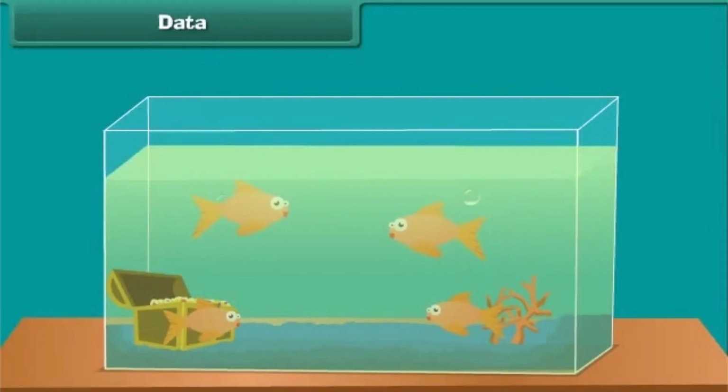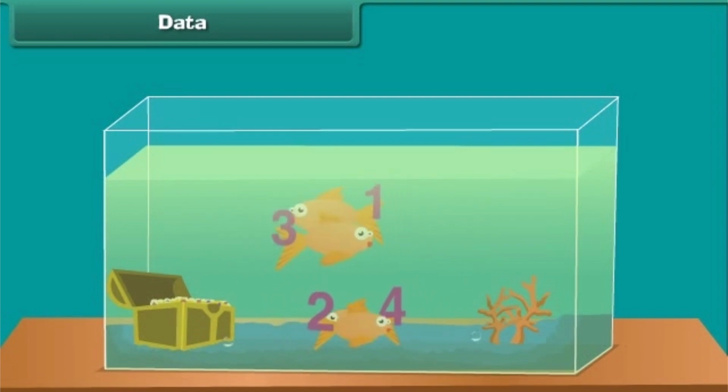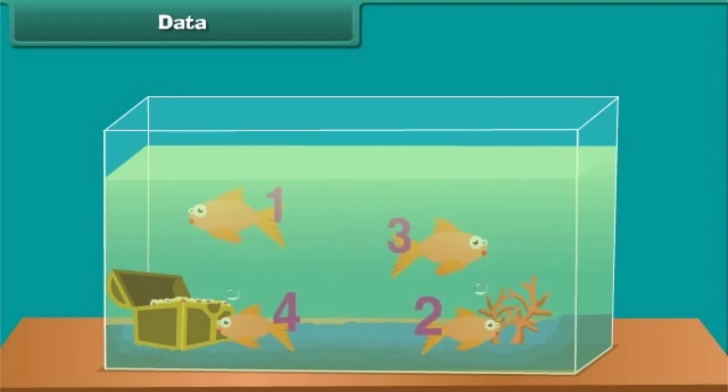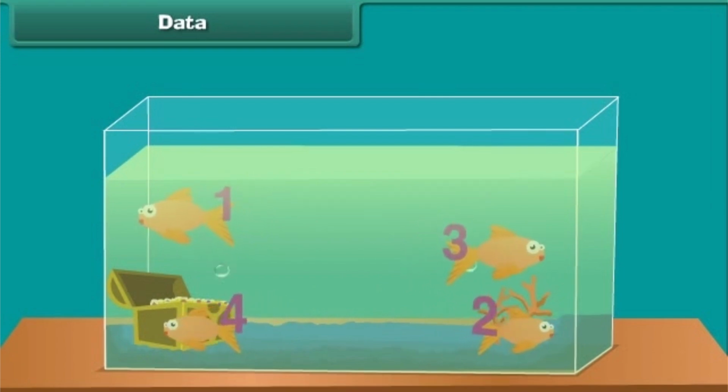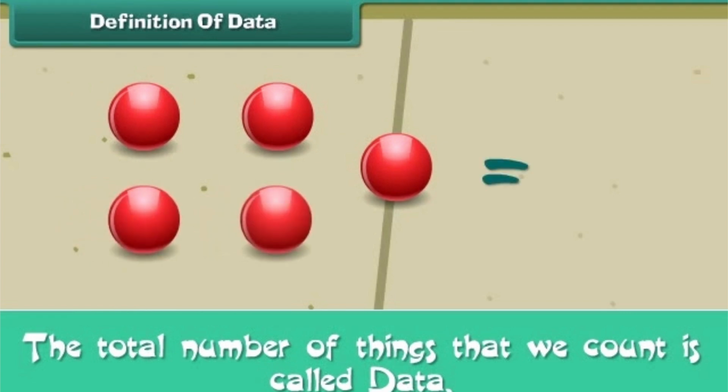Now let us find the data count of orange fishes in a tank. How many are there? 1, 2, 3, 4. 4 fishes. Hence, the data is 4. Number of orange fishes is 4. Friends, we now know that the total number of things that we count is called the data.